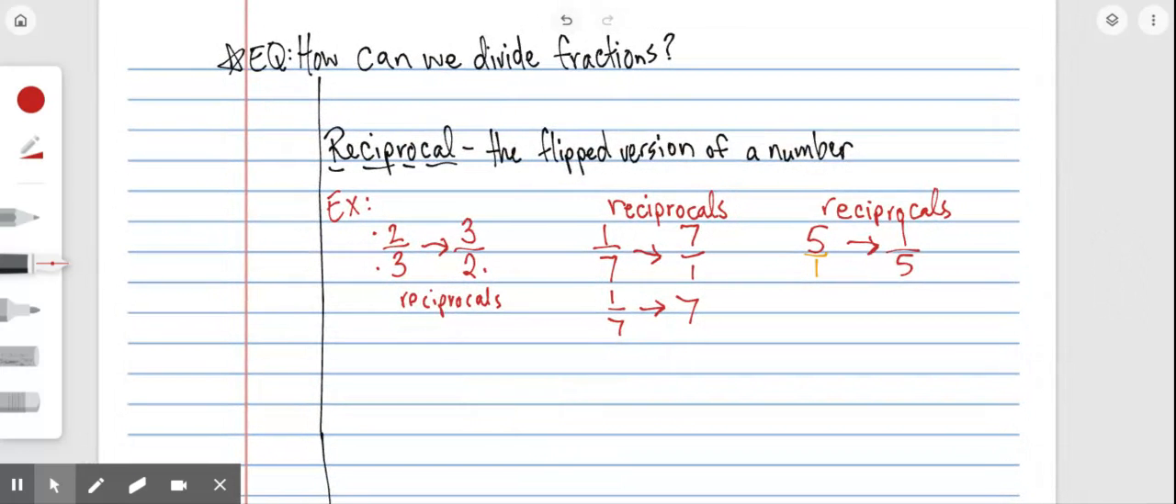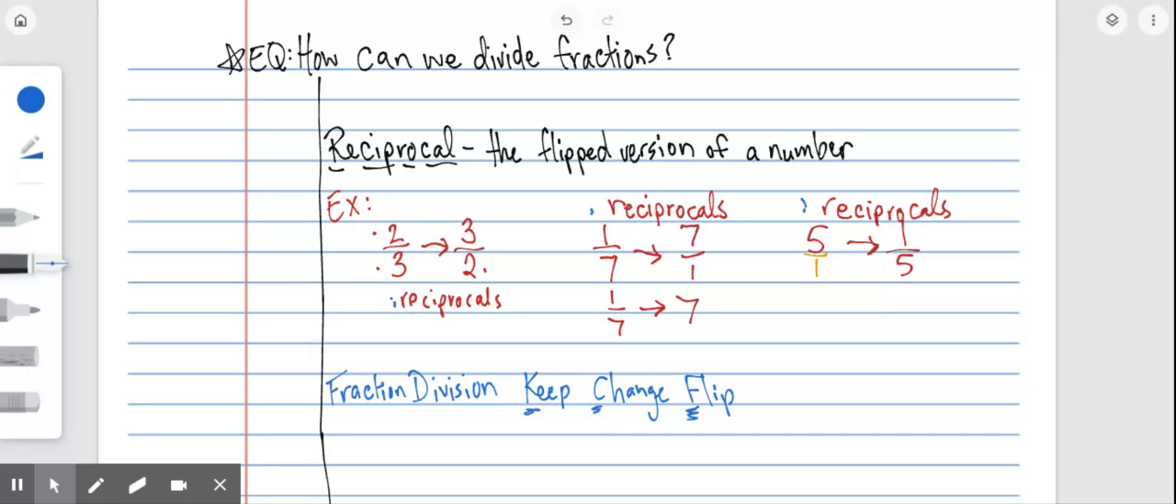So the reason why I talk about reciprocals is because when we do fraction division, we do what's called keep, change, flip. I just want you to have the vocab here for what a reciprocal is, because when we flip that second fraction, we're using reciprocals. So keep, change, flip.